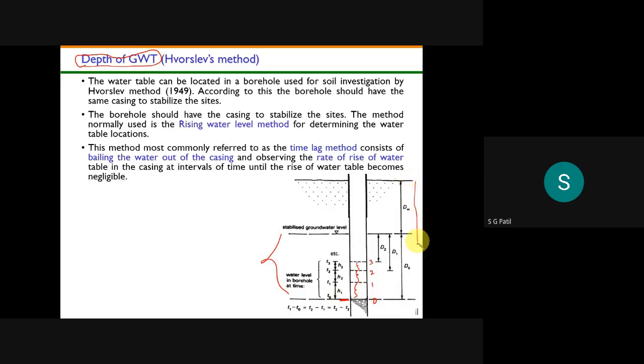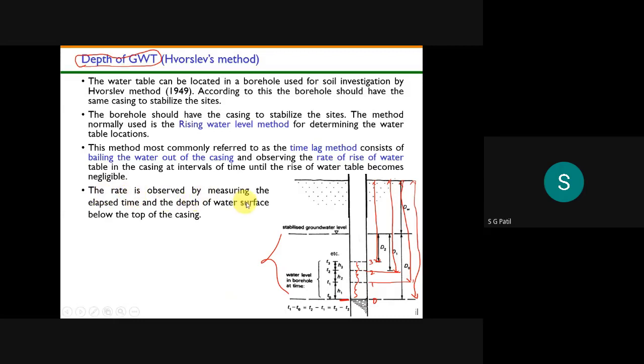This is my first level, and from the ground level this is my second day level, on the third day this is my level, and on the fourth day this is my level. Like that you have to measure the rise in the water for at least 3 to 4 days. Then from those rises I can find out what the actual groundwater level will be. How I can find out, I will explain in the coming slides.